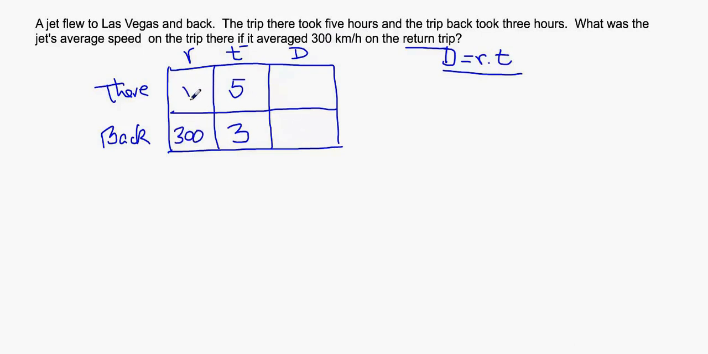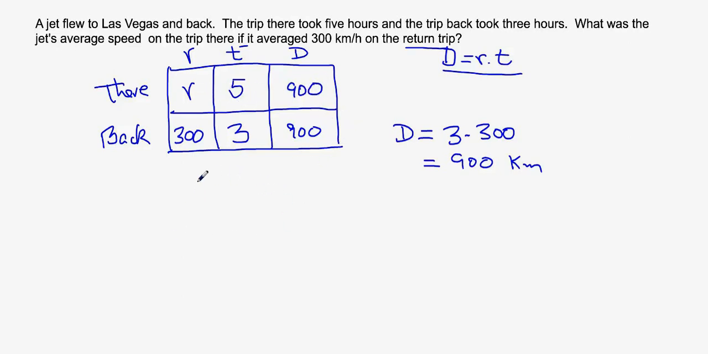Well, that means that all I have to do is find the distance here, but then that's just multiplication, because distance becomes 3 times 300, which of course is 900 kilometers. So I'm going to put 900 here, and since the distances are equal on the way there and on the way back, all we got to do is solve for the rate for the second part, which says what was the jet's average speed on the trip there, right? So this is what we're looking for.